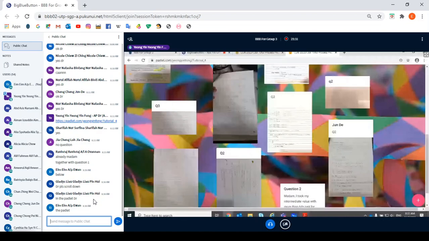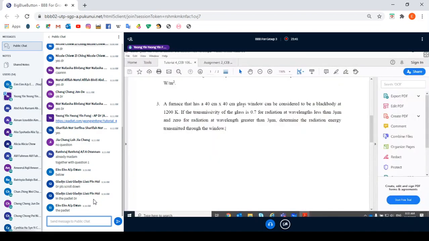Okay, a furnace that has a 40 cm times 40 cm glass window can be considered to be a black body at 1200 Kelvin. If the transmissivity of the glass is 0.7 for radiation at wavelength less than 3 micron and 0 for radiation at wavelength greater than 3 micron, determine the radiation energy transmitted through the window.